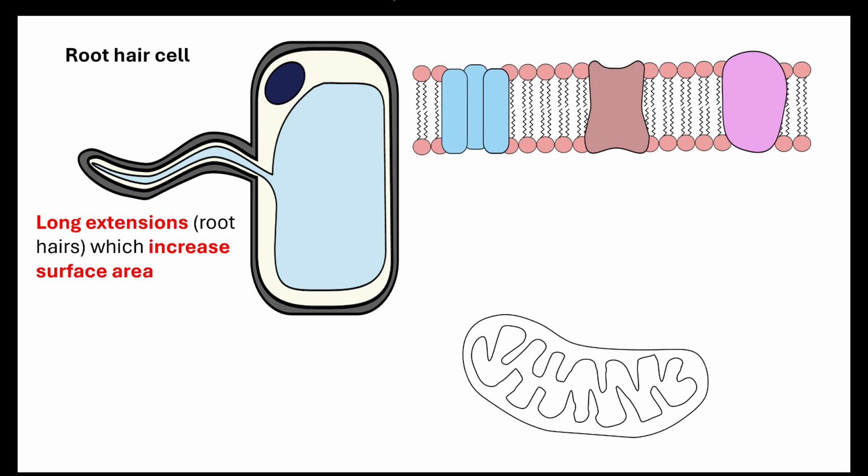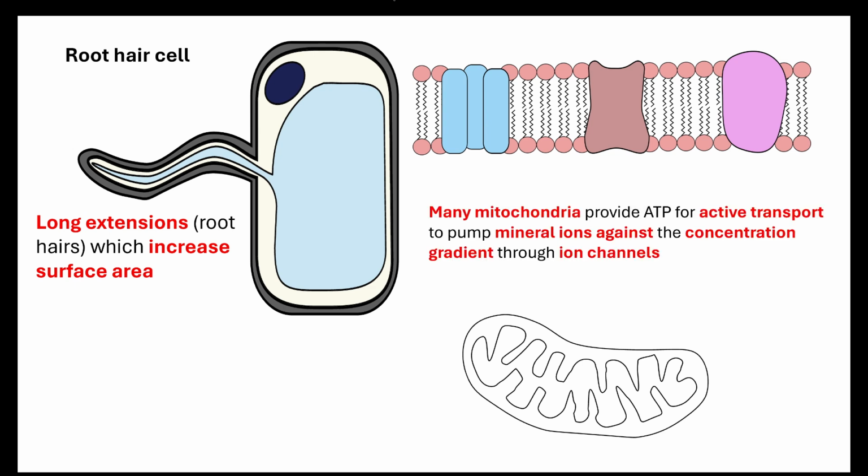So not only does it need to have the membrane channels, it also needs to have the mitochondria. So in the root hair cells, having many mitochondria, again, aerobic respiration, that is going to provide the ATP molecules, those that are necessary for active transport. You will look at this in more detail if you check out my transpiration video, but just so you are aware that ATP is needed for active transport. Mineral ions get pumped against the concentration gradient through the ion channels, and that is going to affect the water potential, meaning water will move in by osmosis.